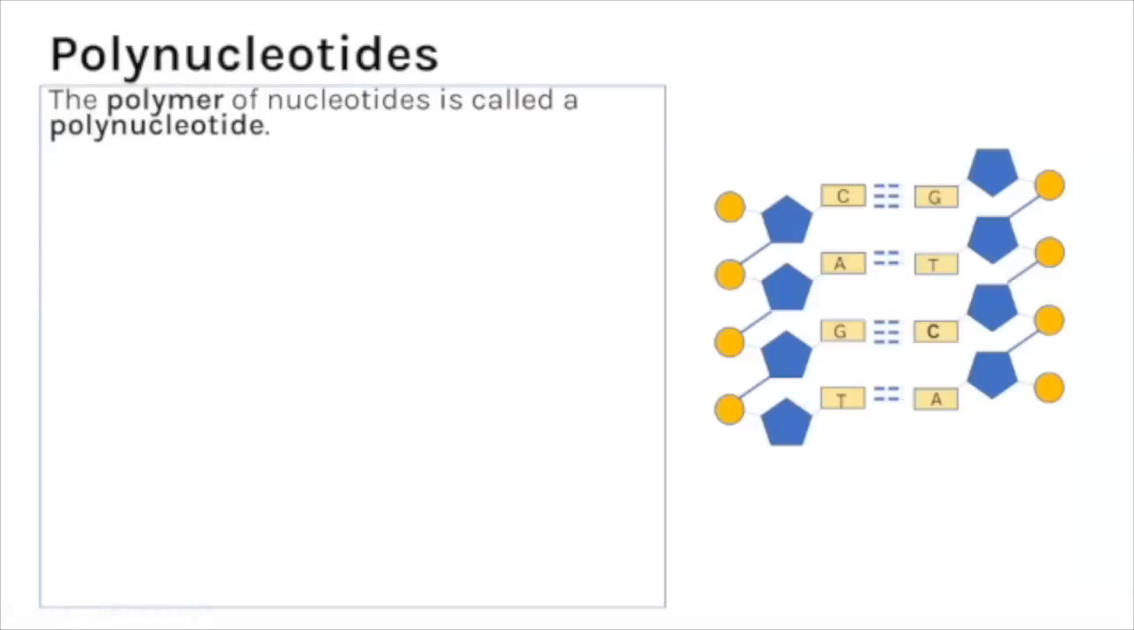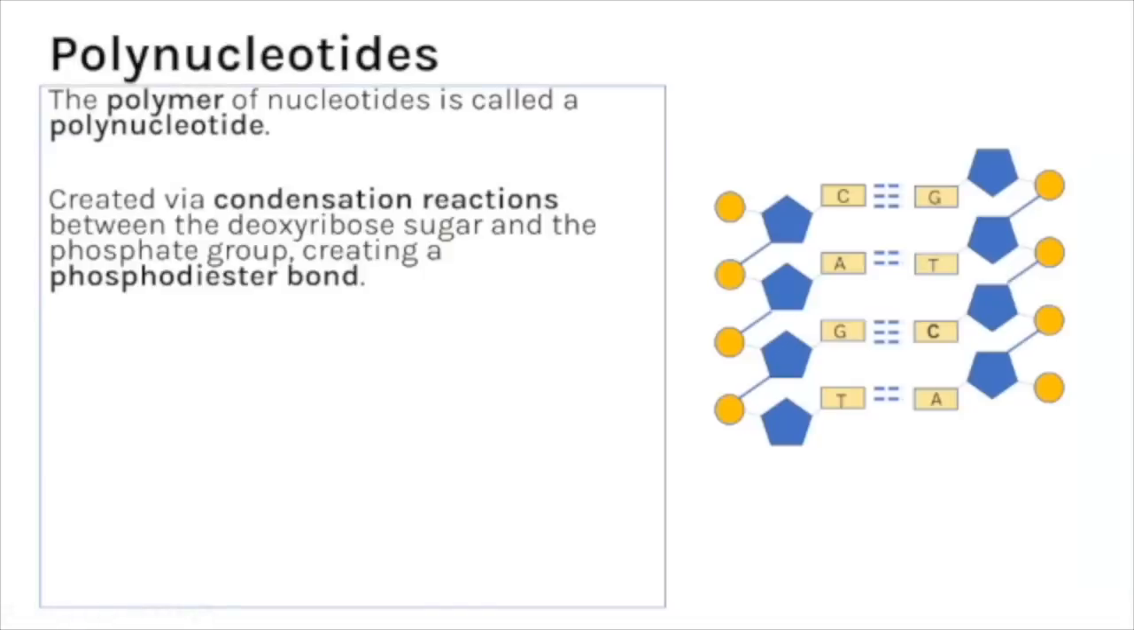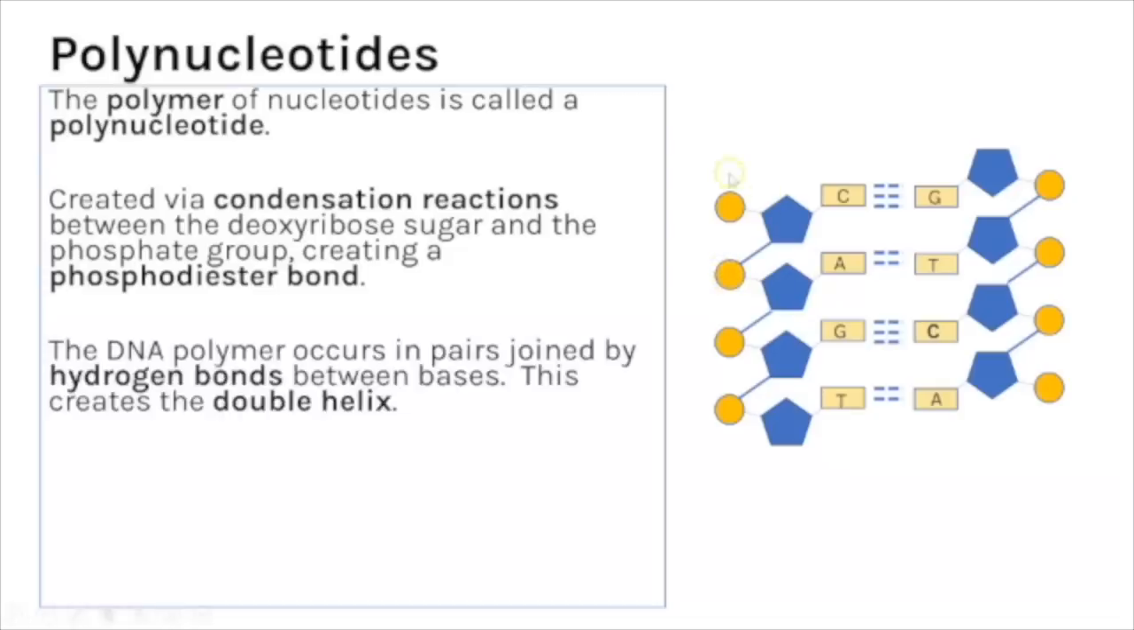So to make the polynucleotide, which is the name for the polymer, it would be a series of condensation reactions where water is removed and a phosphodiester bond forms between the deoxyribose and the phosphate group of another nucleotide. And that makes this sugar phosphate backbone, which is very, very strong because a phosphodiester bond is a strong covalent bond.